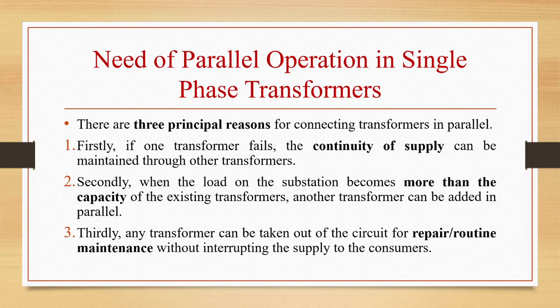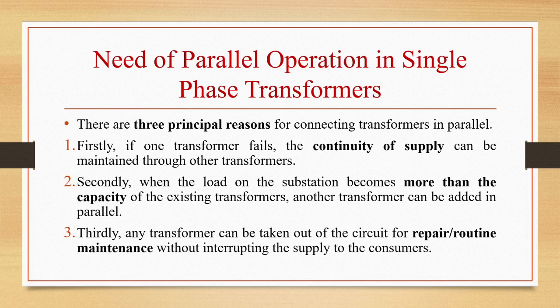Third one, any transformer can be taken out of the circuit for repair or routine maintenance without interrupting the supply to the consumers. So whenever they are operating in parallel, we can take out any one transformer for repair or routine maintenance without interrupting the supply to the consumers.